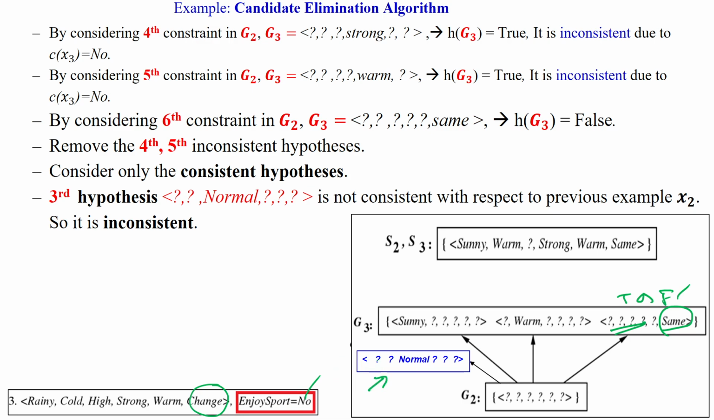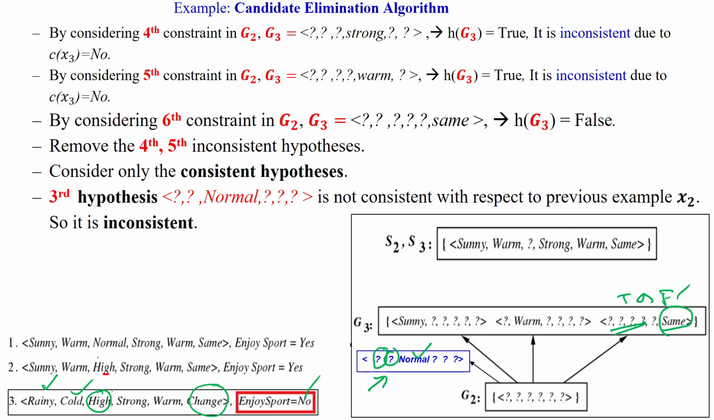But you look at this one, here it is a question mark, so it will accept the rainy. Here it is normal, here it is high, so it is accepting this one. What about x1, x2, x3? We have to check all the examples x1, x2, x3, right? Sunny is matching, so all are true. Here also true, here also true. But for the third example, it is rainy, so it will give you the false for the x3. So here it is also false, so it is satisfying.